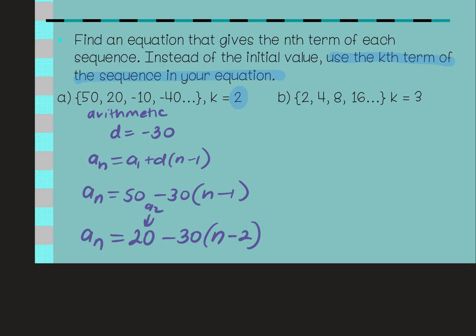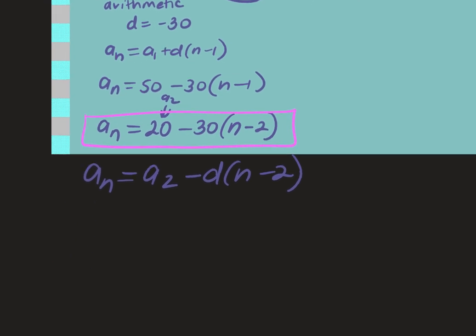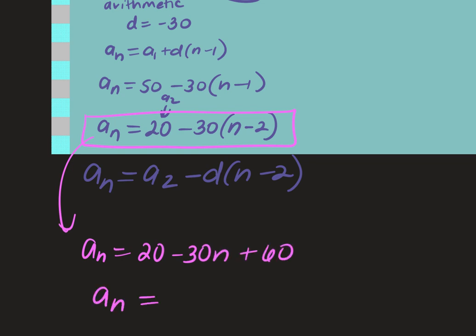So those instructions say use the kth term in your sequence in your equation. So instead of using A1, we have to use what they tell you to use here. So I did AN equals A2 minus 30 times n minus 2. I plugged in for the A2 because we had it, and I plugged in for the D because we had that one. And it will either be left like this or it will be expanded out. AN equals 20 minus 30n plus 60. AN equals negative 30n plus 80.